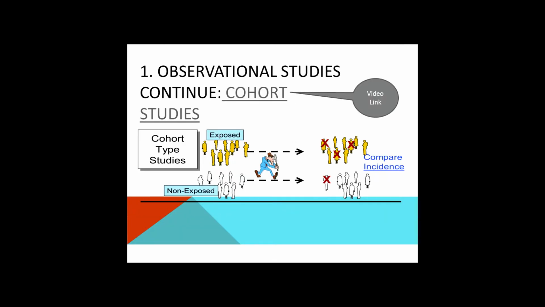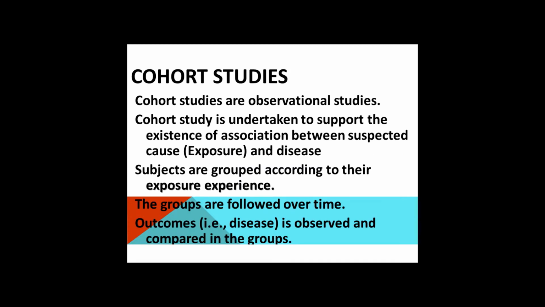So your cohort study can be done either retrospectively or prospectively. It's a group of people who are either followed over time, or we go back and look at their exposure and then compare the incident rates of who develops these outcomes versus who doesn't. And there is a link here if you'd like to take a look at a video.